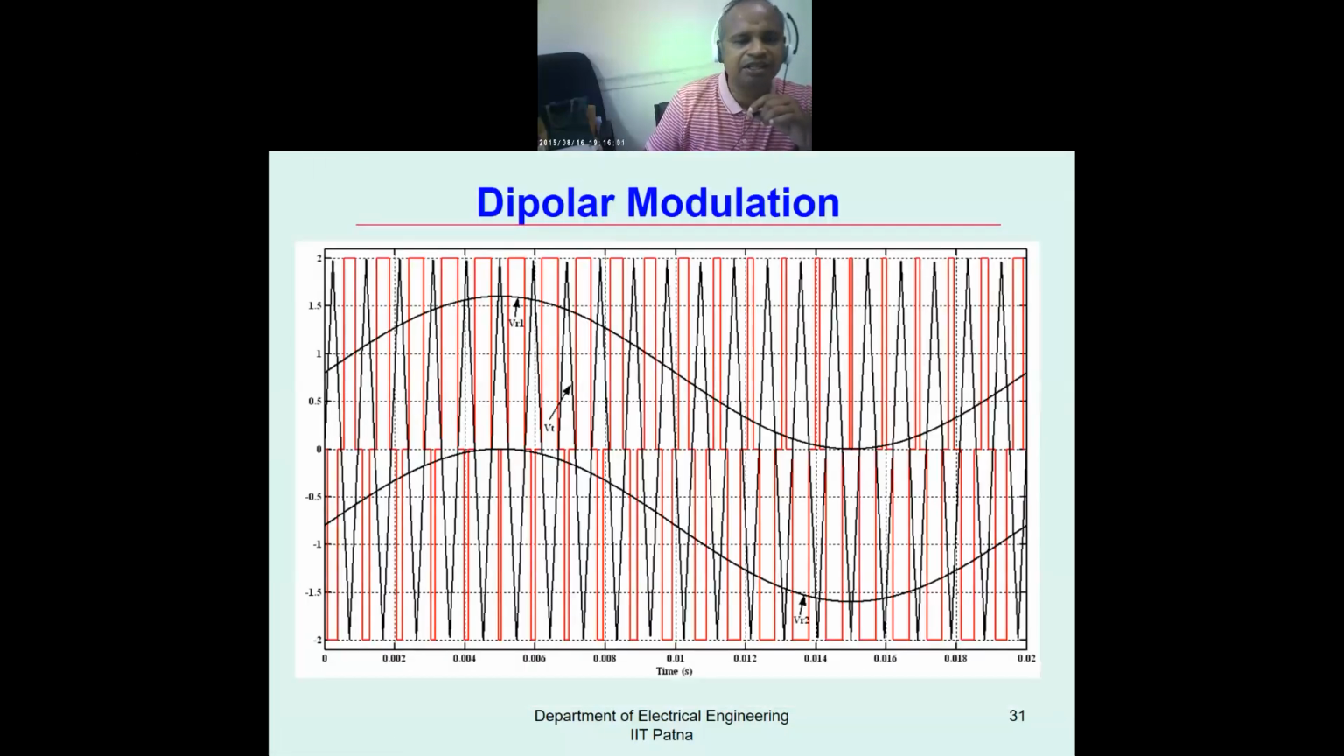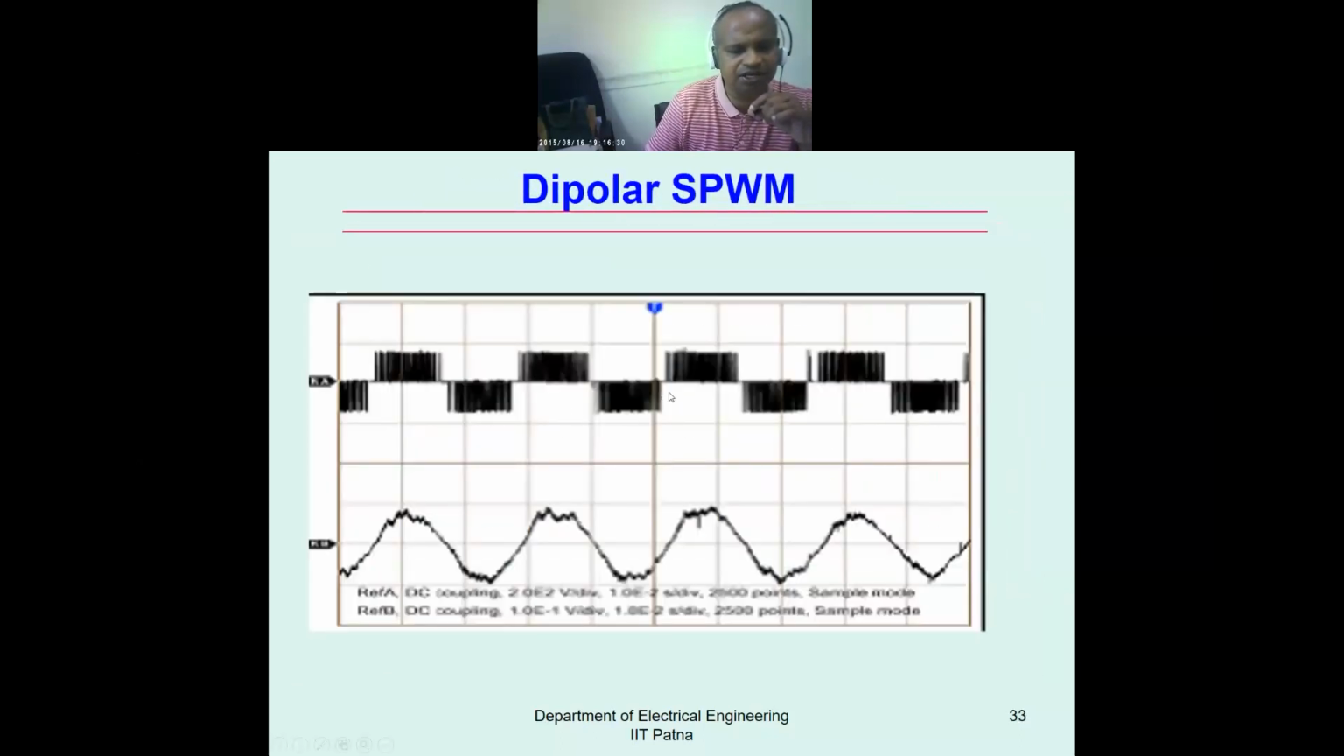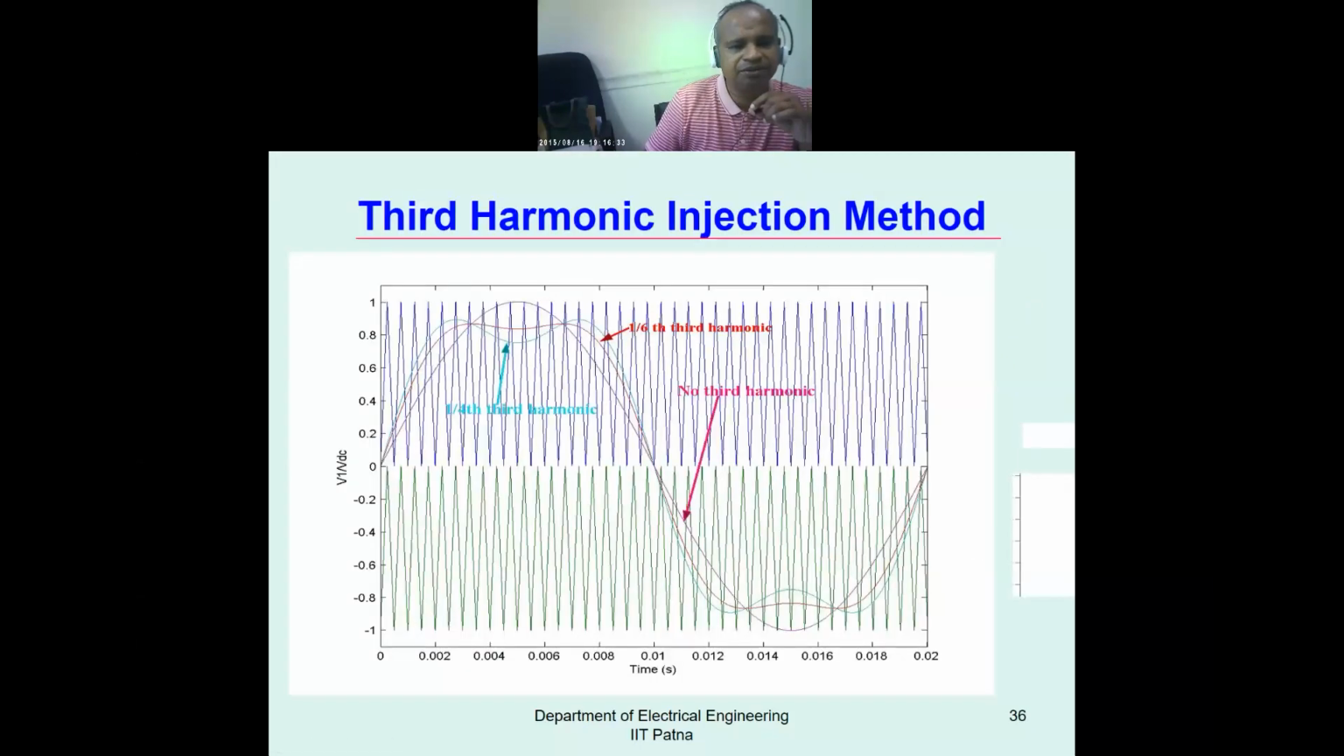Then there is another technique called bipolar PWM. In bipolar PWM, you can see that you have one carrier wave moving from here to here, but you have two reference waveforms. One is here, and this one is your second reference. The same logic you apply and you get the output voltage like this.